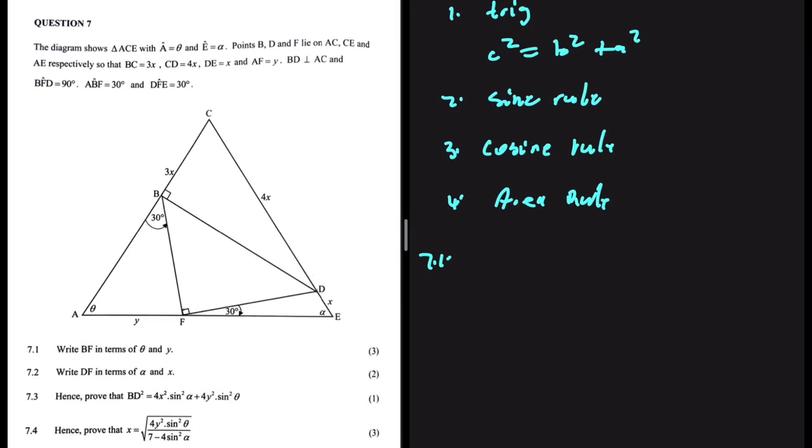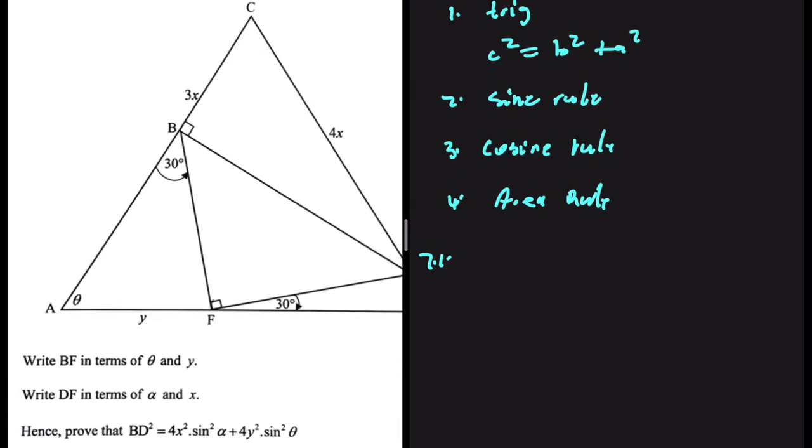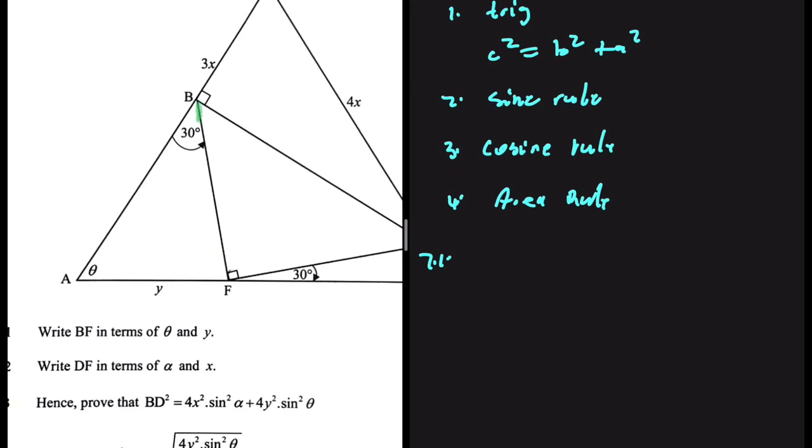7.1, write BF in terms of theta and y. So let's go ahead and look at BF. BF is this side. Is our triangle right angled? Well, it is not. There is no angle which is equal to 90 degrees. So we cannot use trig ratios or the theorem of Pythagoras. The second step is using the sine rule. So let's see if we can apply it. We're looking for BF. BF is opposite angle theta. And then we have side AF, which is opposite angle B of size 30 degrees. As you can see, the sine rule is going to work.